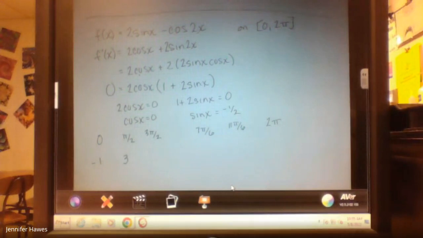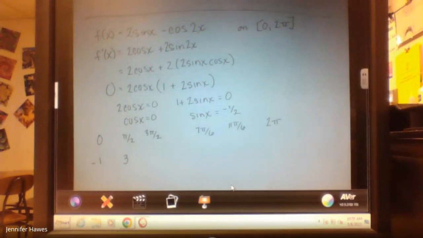Mine were written in a different order up there, so I was just looking at the answers. Oh, so that one should be negative one. Sorry, I had them written differently because I put them in order, like 0, pi over 2, 7 pi over 6, so mine were out of whack. And then 2 pi, oh, never mind. I got a negative 1 for 2 pi.